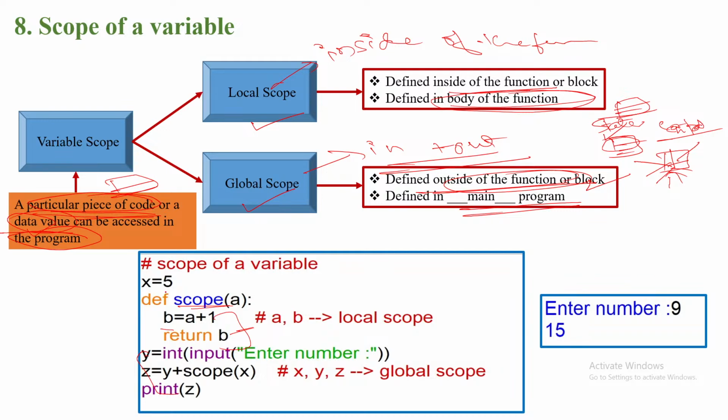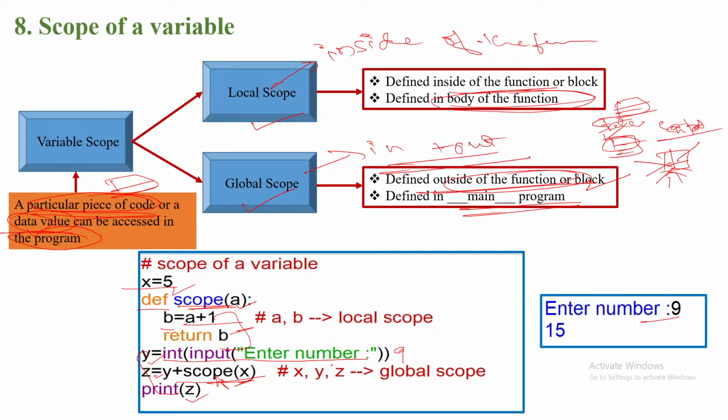Okay, so see here, x equal to 5. I have written it first. Then def scope(A). I call it A. Then B equal to A plus 1 I have done. Return B. Then Y and Z I have written. Y, enter a number. Then Z equal to Y plus scope(X). I call scope(X). Scope is the function's name, and X is the argument I am passing here. Then print Z. Now tell me, here, enter input a number. Which one? 9. So 9 I am passing here.